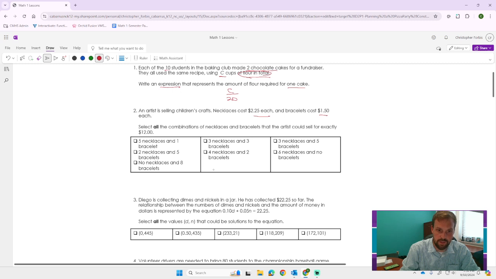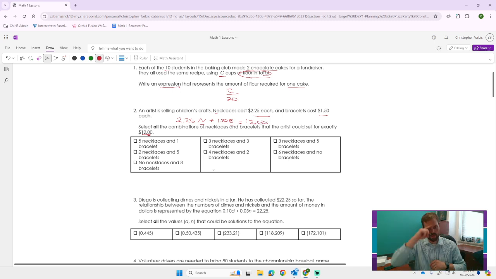So I'm going to write it as simply as we always do. Let's do 2.25 for every necklace. I'll say N for necklace. And then we're going to add $1.50 for every bracelet, B. And that's our expression. It says select all the combinations of necklaces and bracelets the artist could sell for exactly $12. So I want to know everything I can plug in for N and B that is going to equal $12.